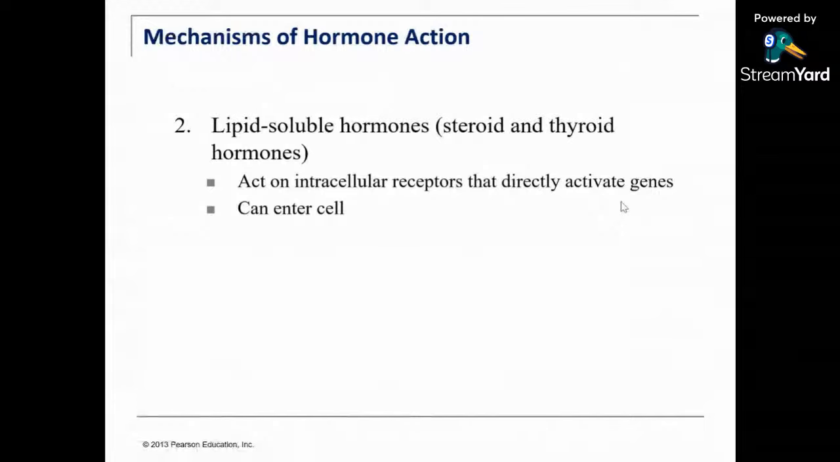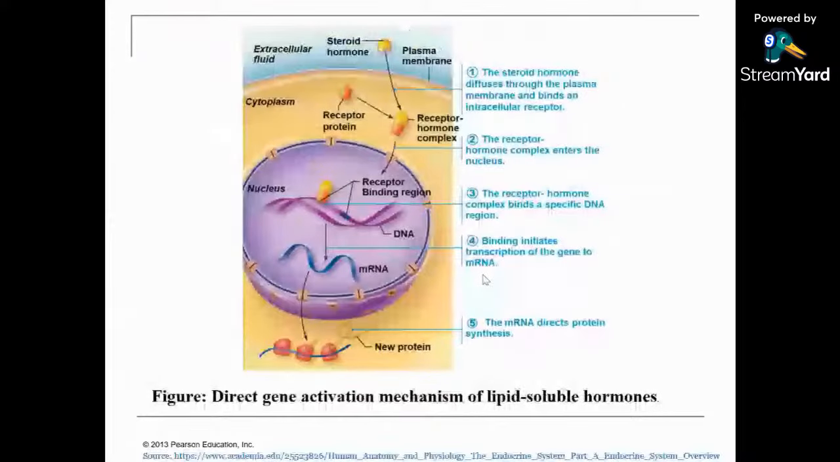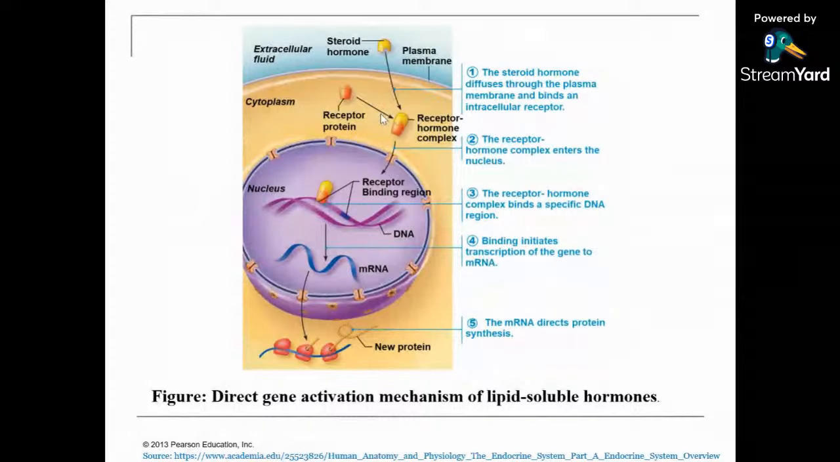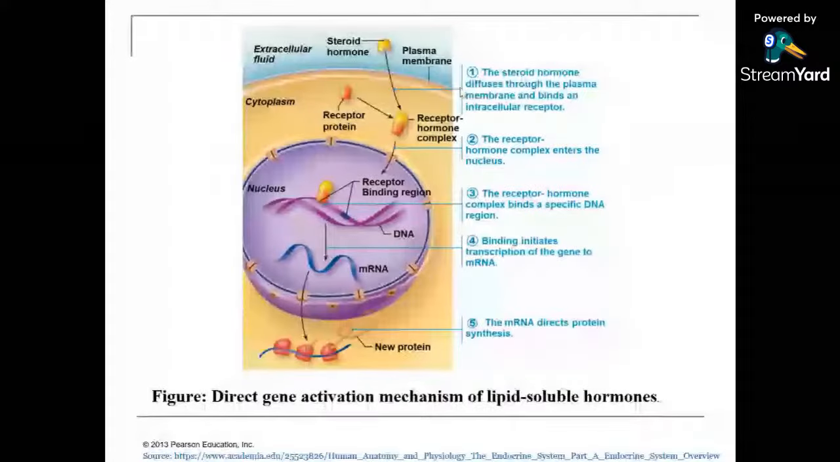Next, mode of action of hormones. The lipid-soluble hormones bind with the receptor protein in the cytosol, as they can pass through the plasma membrane and then form the receptor-hormone complex. And then this receptor-hormone complex comes into the nucleus and binds with the specific site of the DNA, and then mRNA directs the protein synthesis.